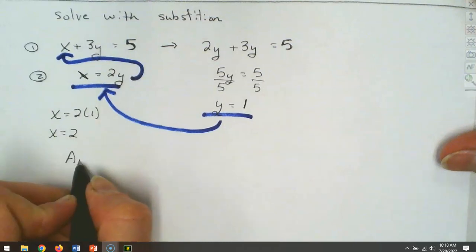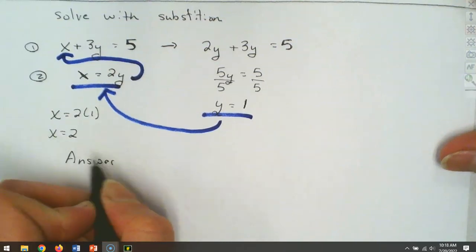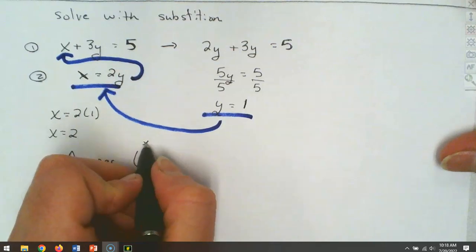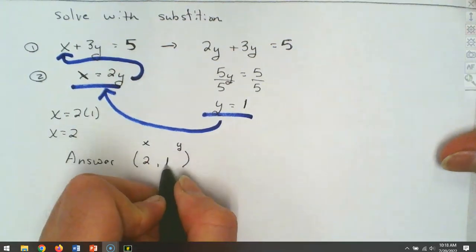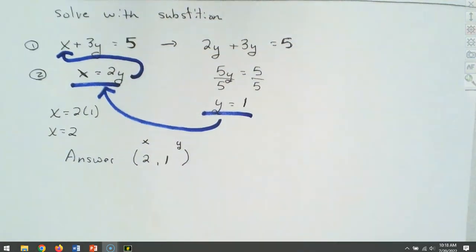And what's our answer? Our answer is an ordered pair, x, y, and we've got 2, 1. So that's our answer. You just substitute one equation into the other equation, and this is called substitution.